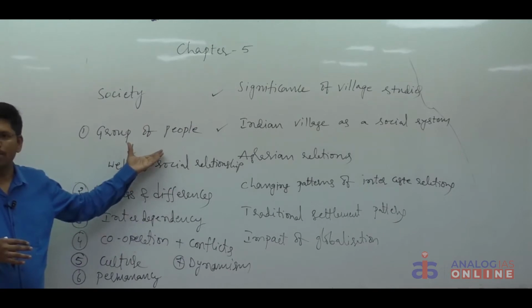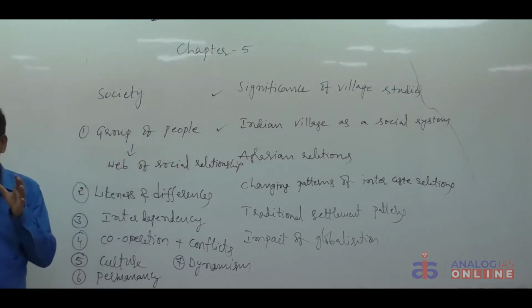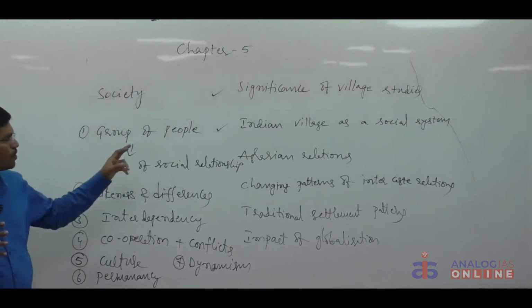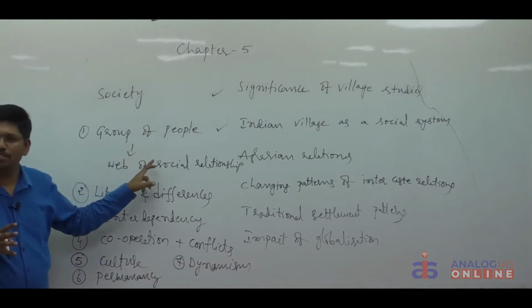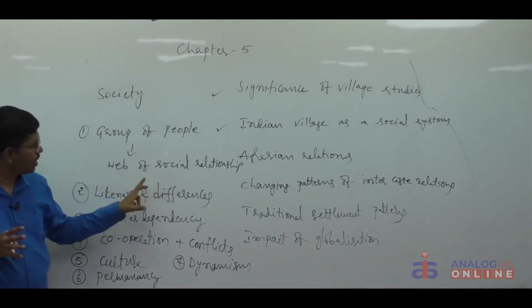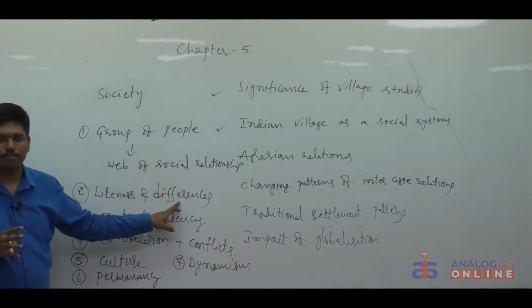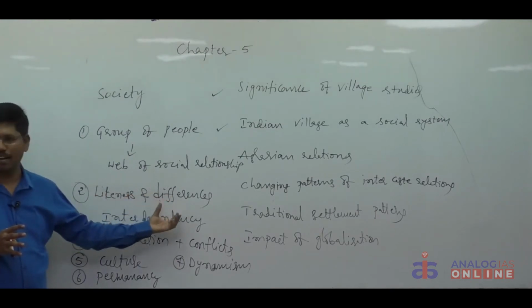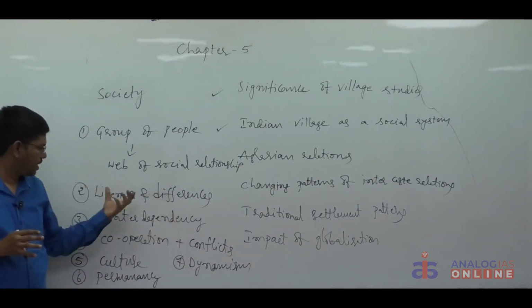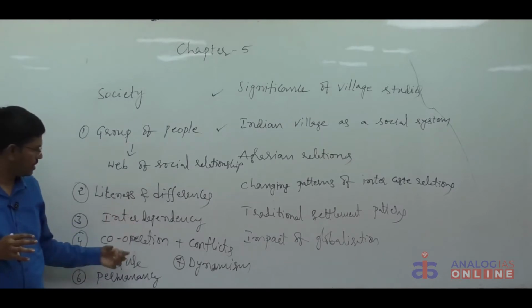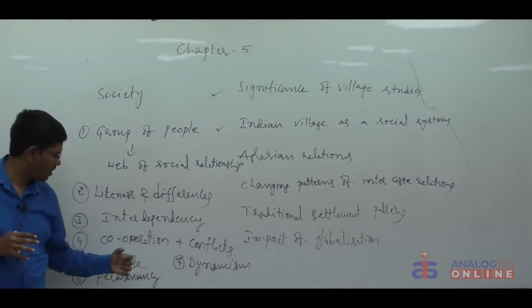The Jajmani system is an institution in the villages that is comprised of a number of people, a number of castes, a number of families. That's why a group of people are there. They are interlinked with each other by a web of social relationship. Likeness and differences will be there. Land owning families, landless families. Likeness and differences. Interdependency is there. Cooperation is there. Now and then conflicts are there.